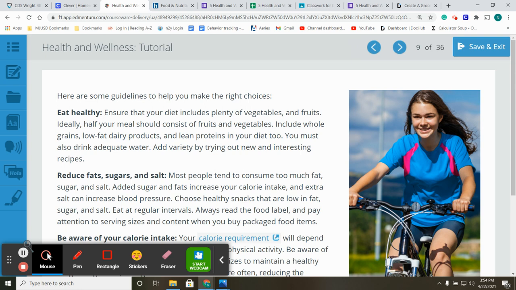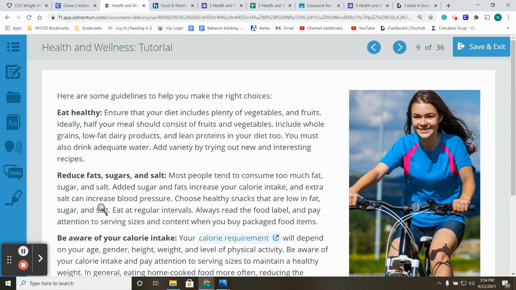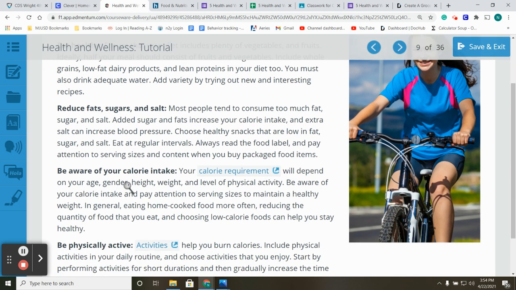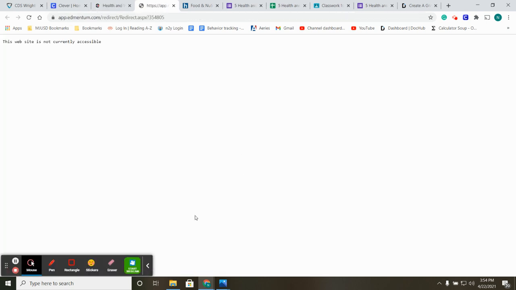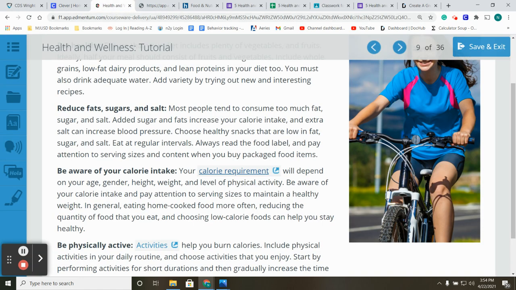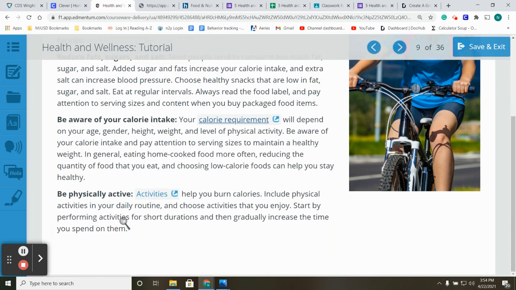Here are some guidelines to help you make the right choices. Eat healthy. Reduce fat, sugars, and salt. Be aware of your calorie intake. Here's a little chart about what your calorie intake might be. Oh, this website is currently not accessible. Be physically active. Hey, you have a PE assignment, don't you? And it gives a list of activities to help you burn calories.